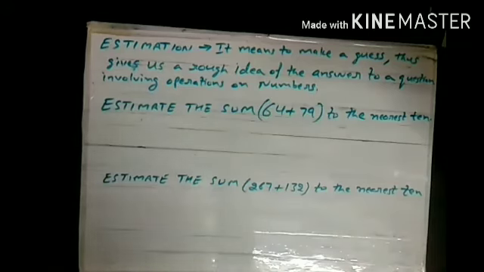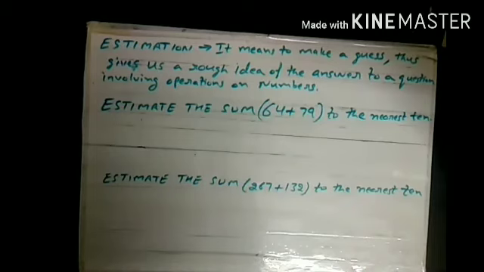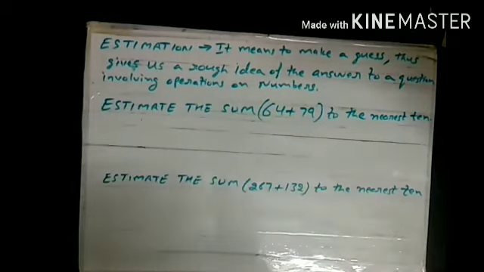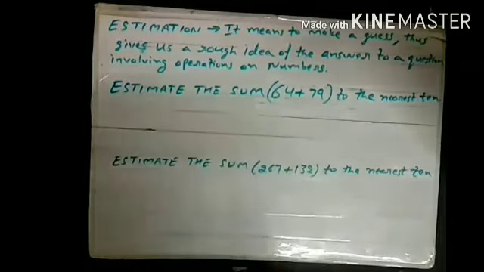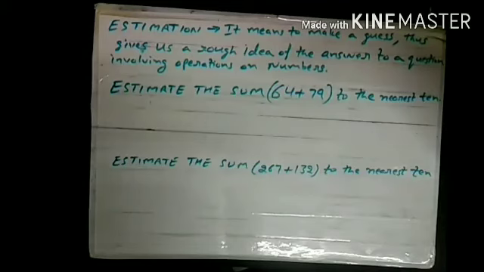Thus it gives us a rough idea of the answer but not the exact answer to a question involving operations on numbers. It means if we are given some operation on some numbers, then we have to guess an answer that will be nearer to the actual answer. This answer would be the estimation of our answer. Okay, now we come to the problems. Now the first question is, estimate the sum 64 plus 79 to the nearest 10.